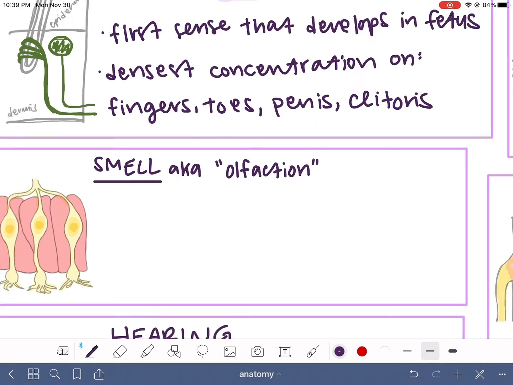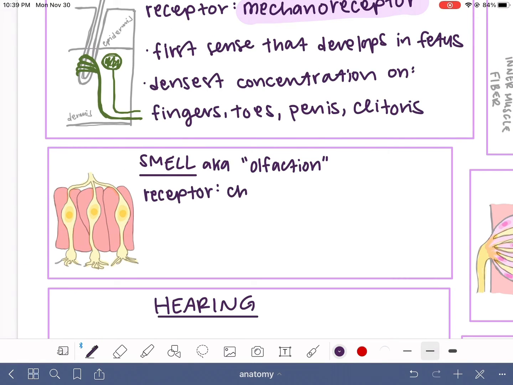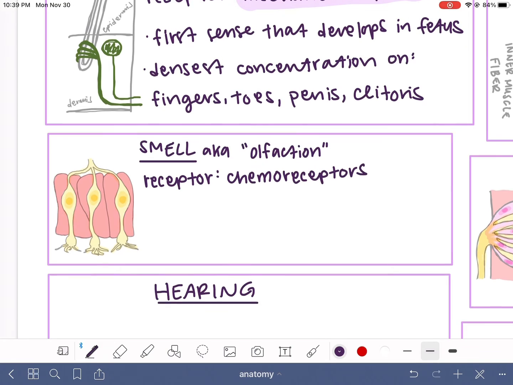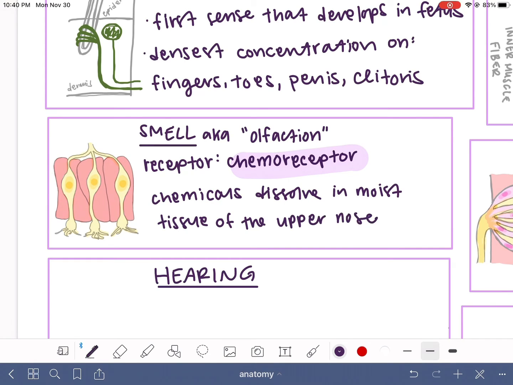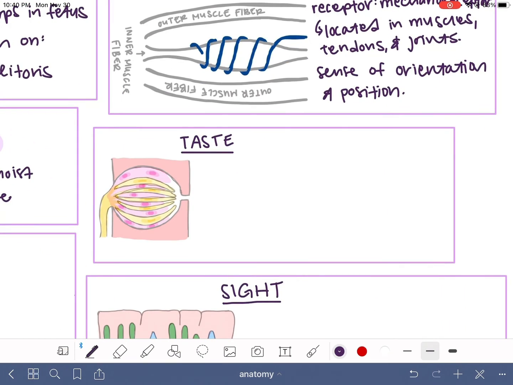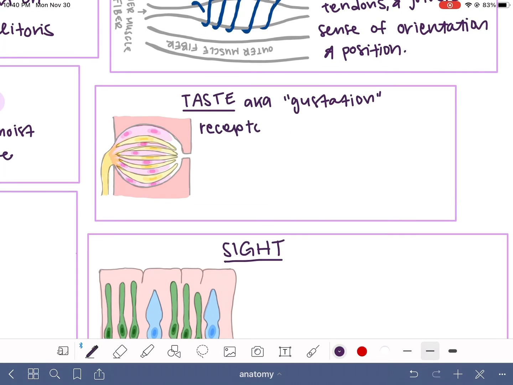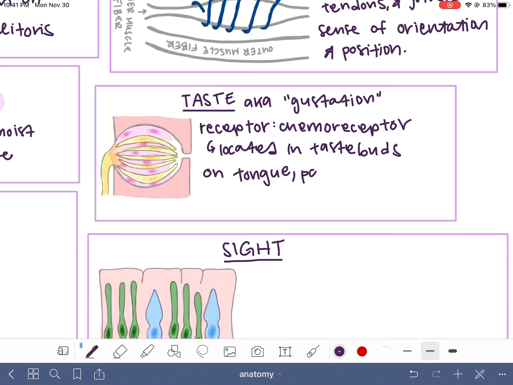Next, we have the sense of smell, also called olfaction or the olfactory sense. The receptors here are chemoreceptors. They're stimulated by differences in chemical concentrations. So the chemicals enter the nose and they dissolve in the moist tissues of the upper nose. That's how we're smelling. Another chemoreceptor is a taste receptor. This is called gustation. These are located in our taste buds. And the taste buds are found on our tongue, on our tonsils, and even on our throat.